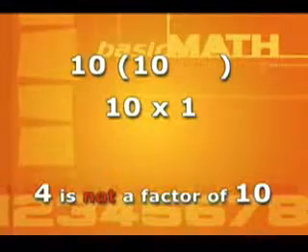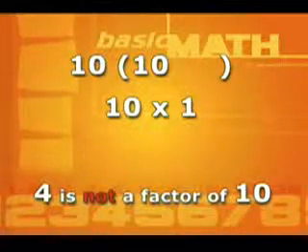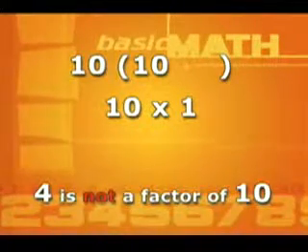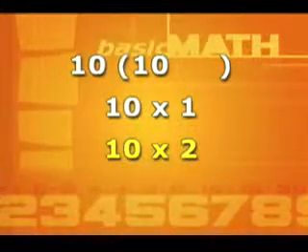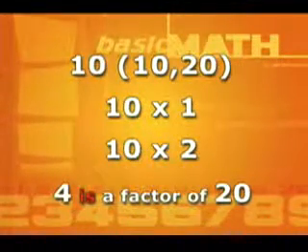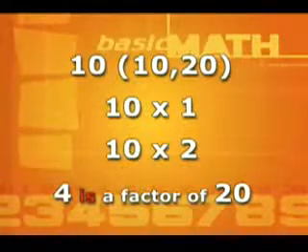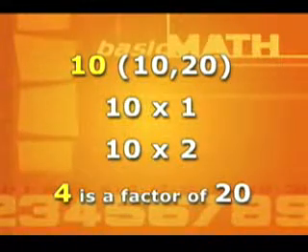The first multiple of 10 is 10 times 1, which equals 10. But 4 is not a factor of 10. There's no way to multiply 4 times another whole number to get 10. So we've got to go to the next multiple. 10 times 2 is 20. And from our multiplication tables, we know that 4 is a factor of 20, because 4 times 5 equals 20. So both 4 and 10 are factors of 20.